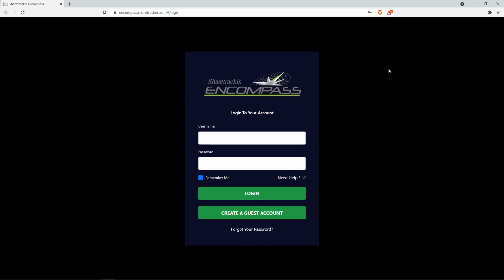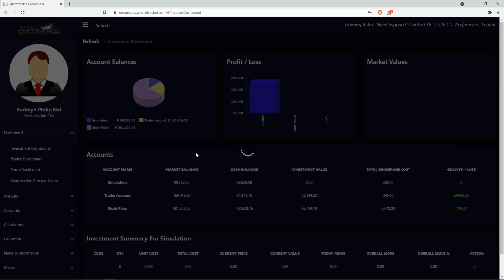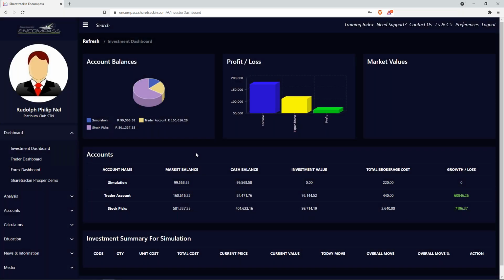So, first of all, once you hit the web page, encompass.sharetrackin.com, you will notice that you find a login page, and on the login page, you will enter your username, and then also you would enter your password, and then say log in. All right. So the moment you log in, you will see a dashboard.